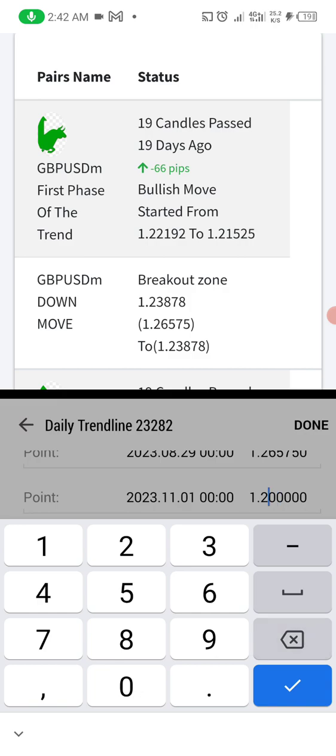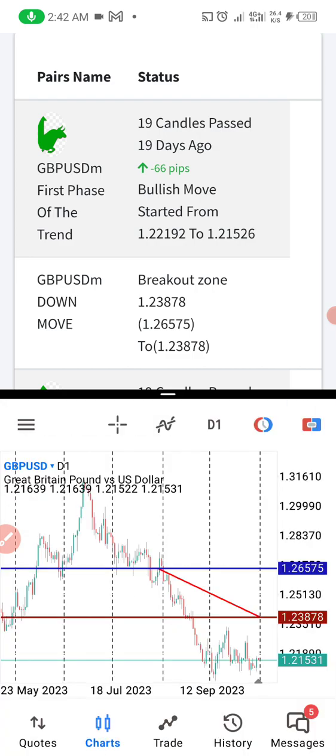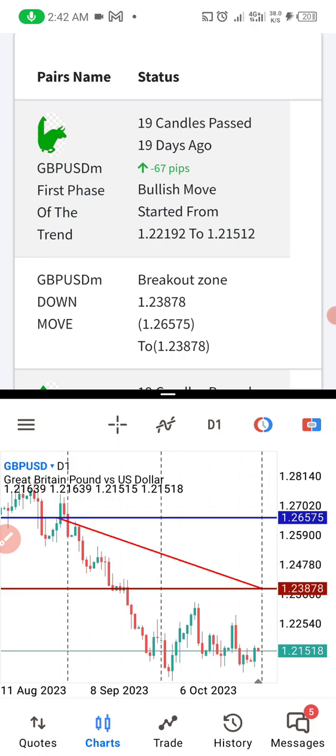I'll plot the next one, which is 1.23878. Very simple. So I'll okay it, click done. As you can see, you see what I'm talking about now. We've gotten a smooth trend direction. You know your normal trend line, you plot it, everything will align. How do you used to do it? Everything must align from here, touches and touches and touches. But this is different. You understand?